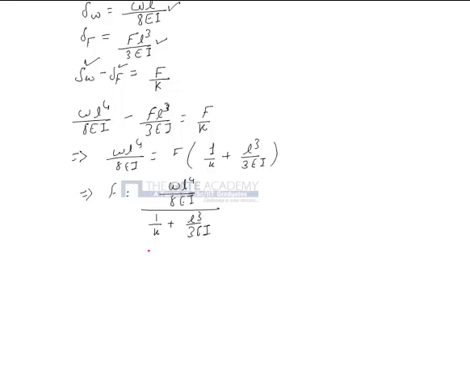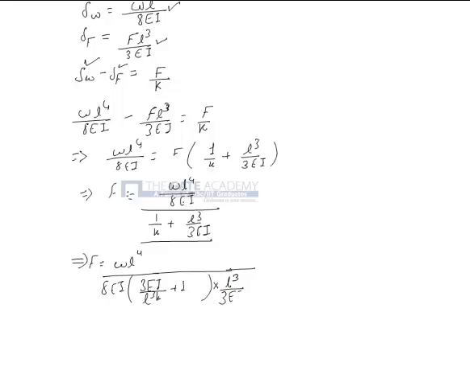Now, this expression can be further simplified like this. So we can say it is WL to the power 4 divided by 8 EI, into 3 EI upon L cube K plus 1, into L cube by 3 EI.